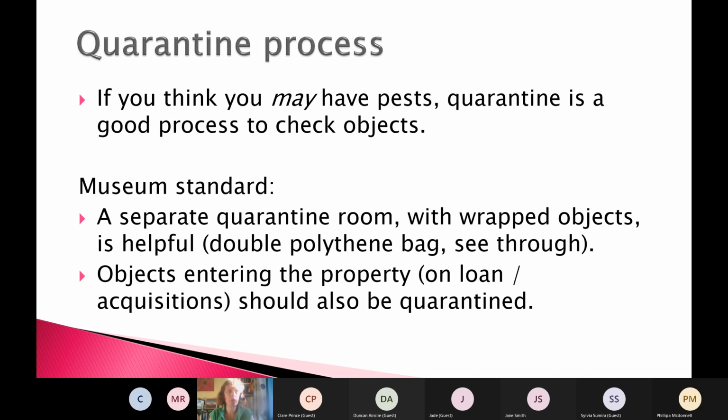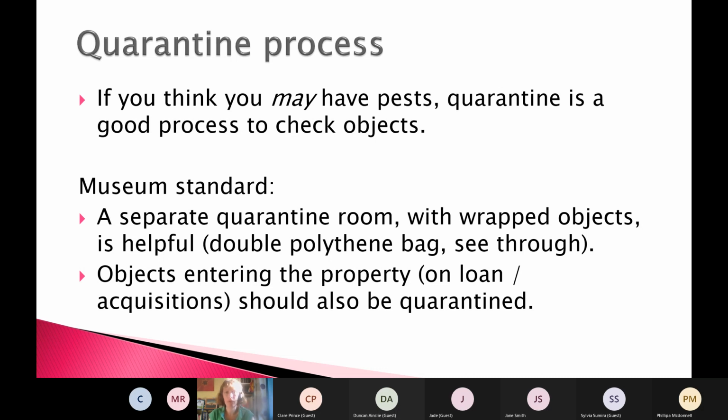But sometimes you'll be in a scenario where you think there might be pests. You might have seen something. Maybe you've noticed that an object has a hole in it that you've not seen before. If you know that you have an infestation, then you would deal with it differently. But if you aren't sure, then this idea of quarantine can be quite helpful, because in conservation we're always trying to minimize the amount of treatments that we do directly on objects. So by quarantining things, it gives you the chance to see if pests really are present.